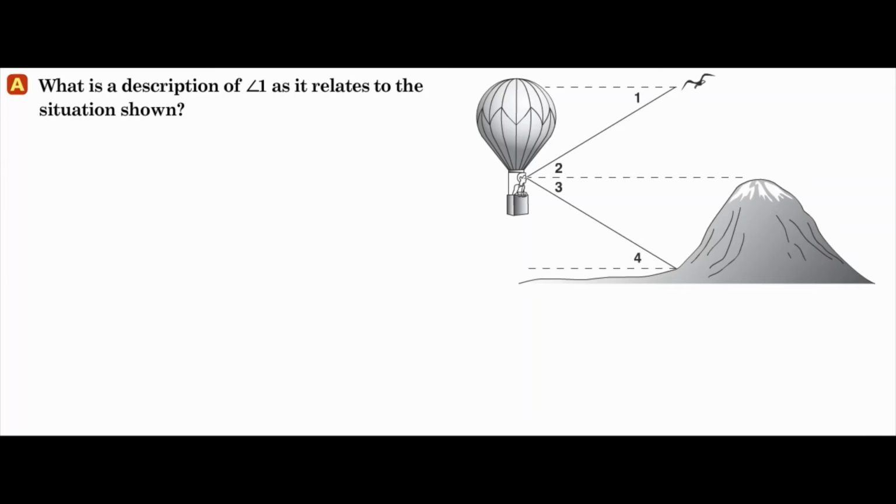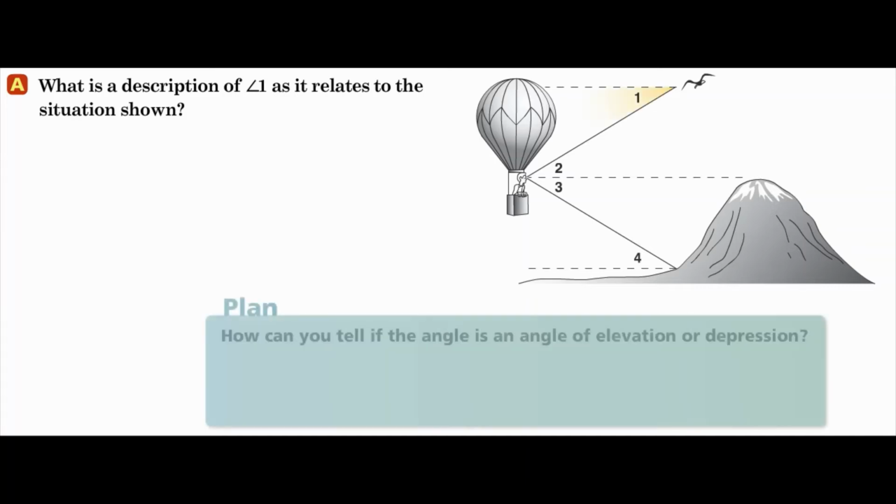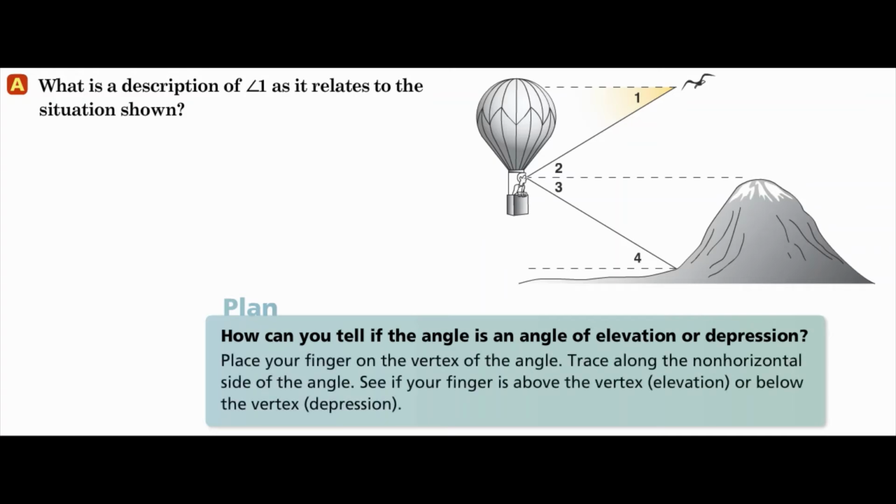In this problem, you will identify angles of elevation and depression. Part A. What is a description of angle 1 as it relates to the situation shown? How can you tell if the angle is an angle of elevation or depression? Place your finger on the vertex of the angle. Trace along the non-horizontal side of the angle. Then, see if your finger is above the vertex, indicating an angle of elevation, or below the vertex, indicating an angle of depression.